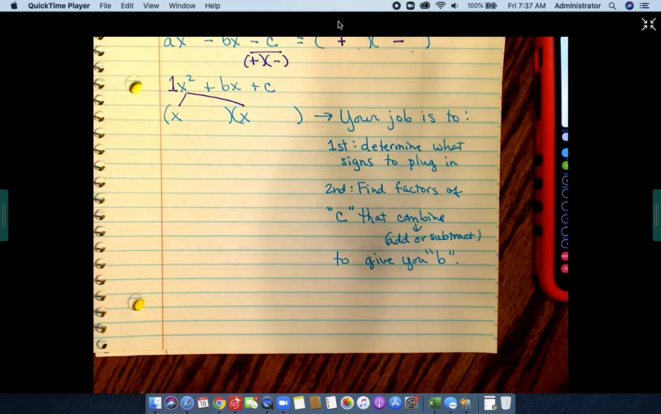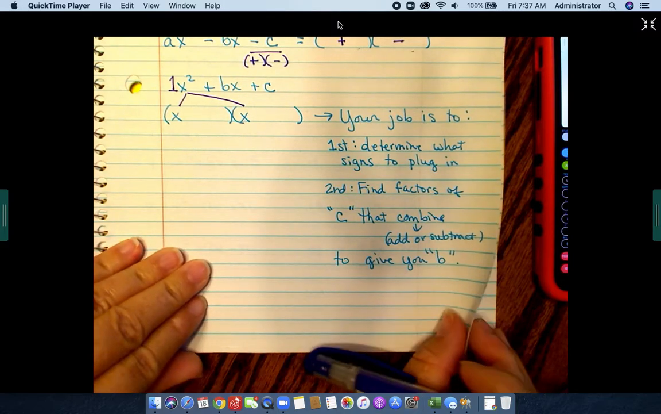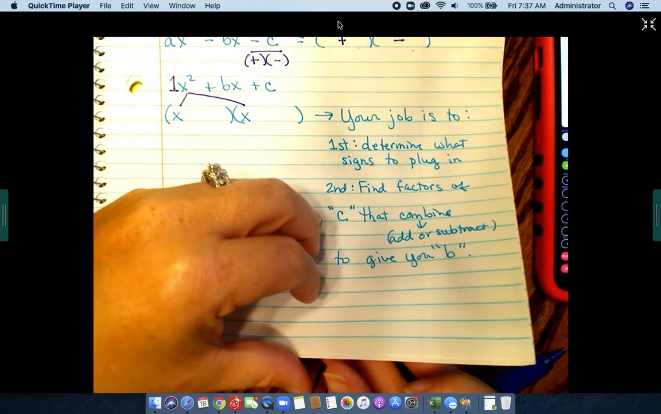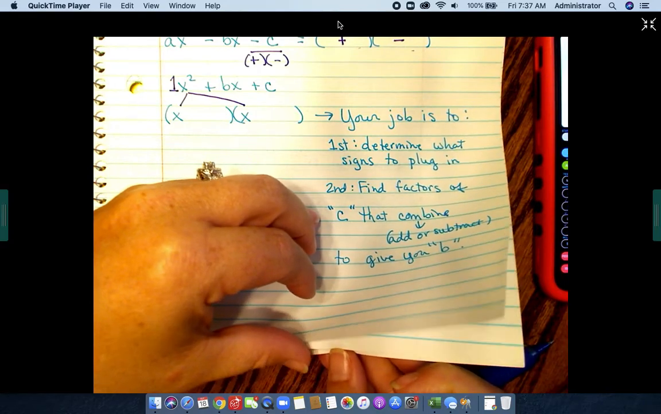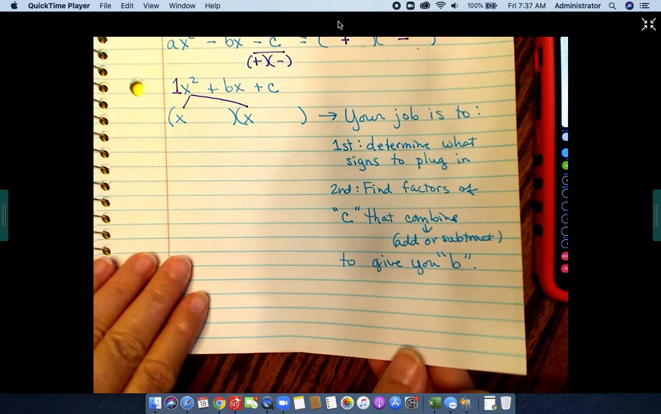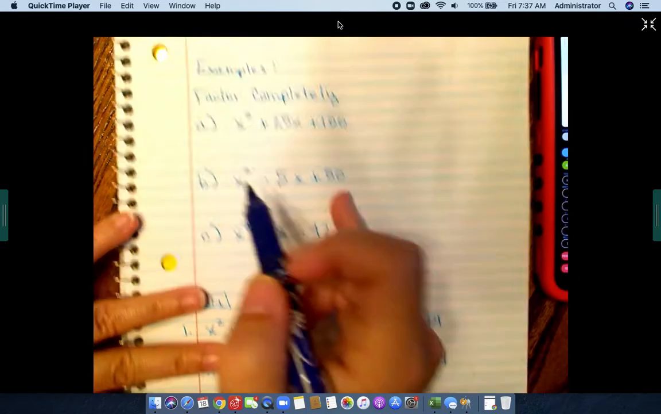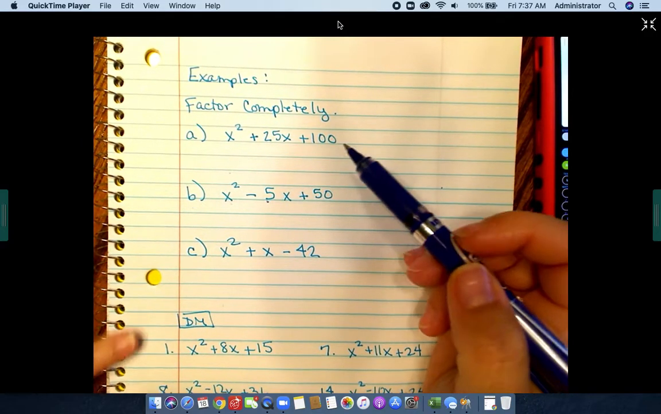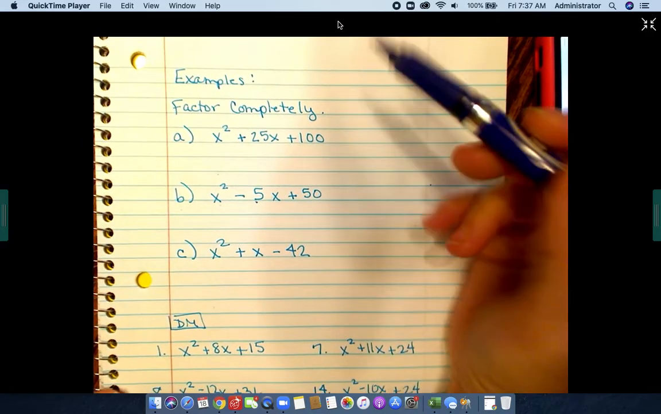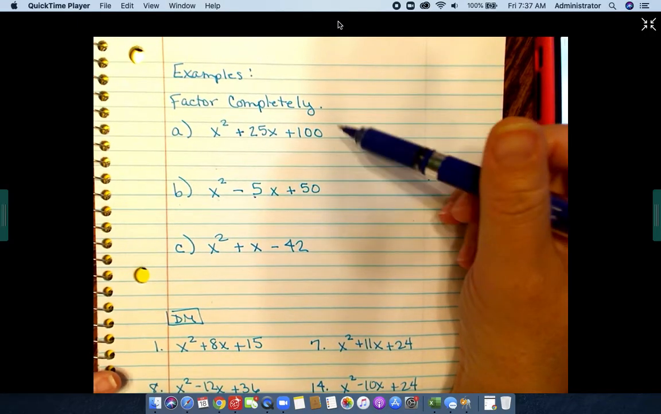So we're going to work out some examples on the next page, and then we're going to do a few from your Delta Math assignment. That way you'll have plenty to look at. Okay? So I'm going to give you 3 examples, and then we'll do the Delta Math ones. So notice what I have here.